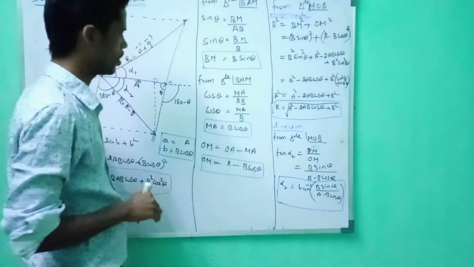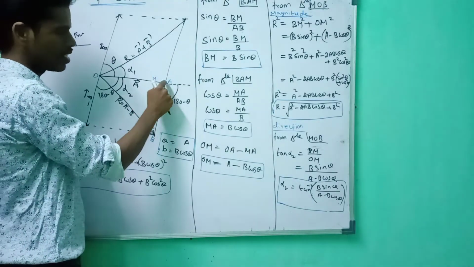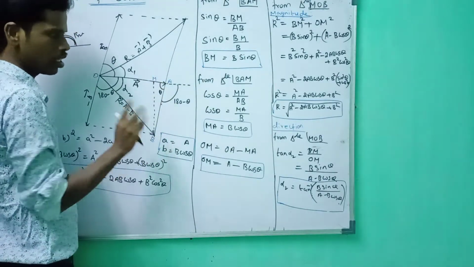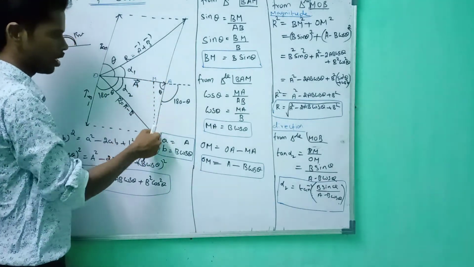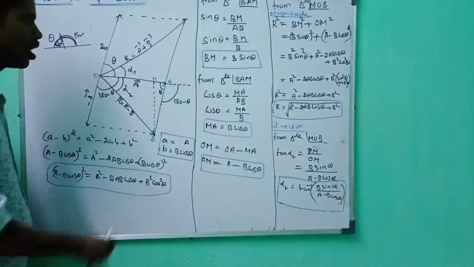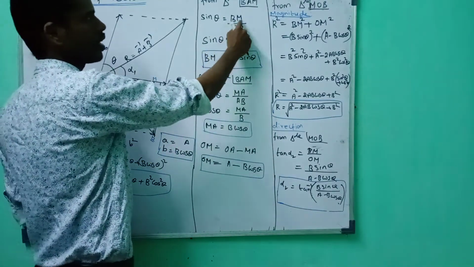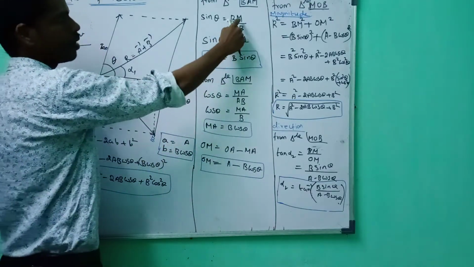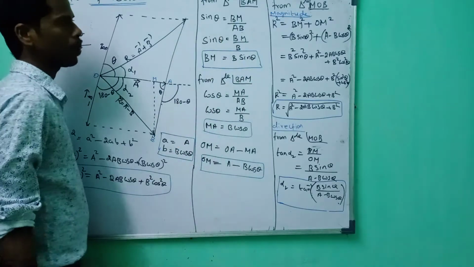Opposite side by hypotenuse. Here making the angle here. So this is opposite, this is adjacent, this is hypotenuse. Are you clear? So sin theta equal to opposite side by hypotenuse. Opposite is MB, hypotenuse AB. So sin theta equal to BM by AB.